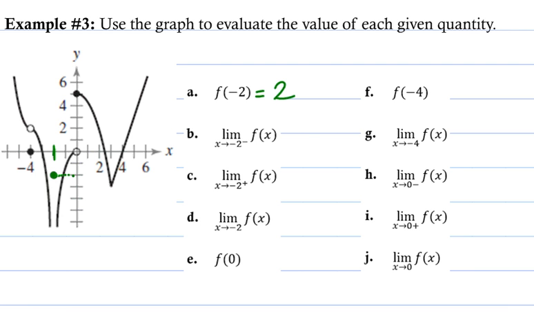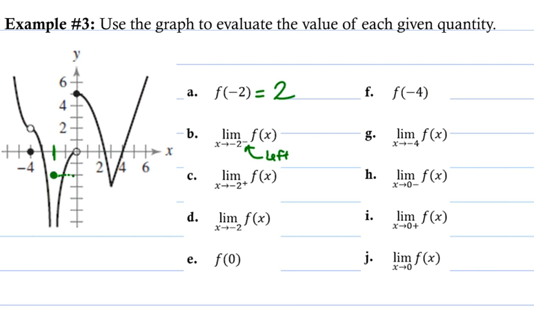All right, B, the limit as x approaches negative 2. This time it is actually a limit. So I'm approaching negative 2 from the negative side. That's what this little negative means, right? It's from the left side. So I've got to look at the graph and figure out, okay, what part of this is the left side.